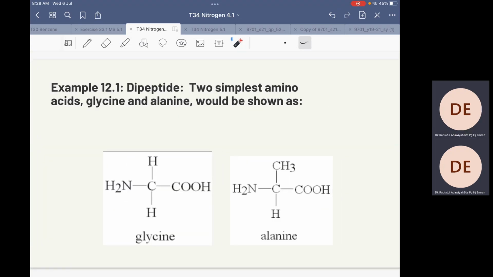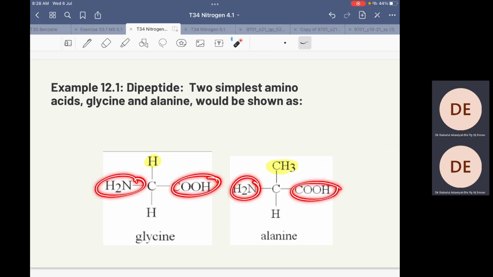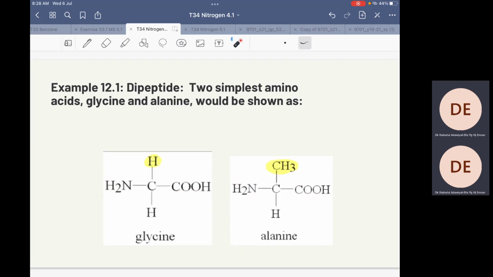Example 12.1, dipeptide. The 2 simplest amino acids, glycine and alanine, would be shown. Okay, so what makes them different is the R group. You see, in one, the R group is hydrogen, in the other one, the R group is a methyl group. But we're not interested in the R group, and we're also not interested in the hydrogen. To form a dipeptide, we're only interested in the amine and the acidic group. Okay, so there are 2 ways of doing this. You already have the diagram.